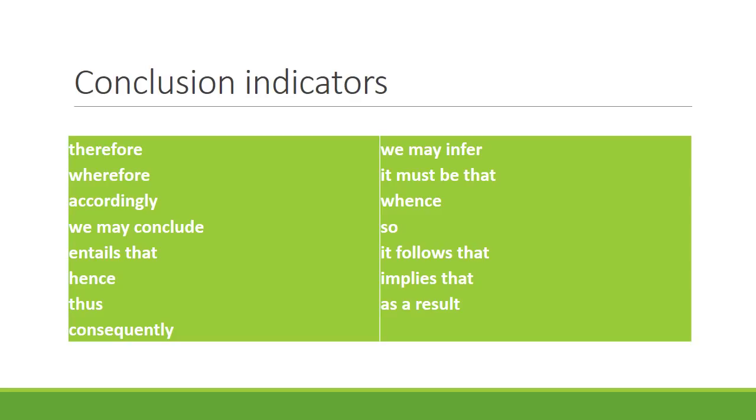This is a list of conclusion indicators. Some of them are fairly obvious, like we may conclude, but some of them are kind of old-fashioned, like hence or thus. As I said about the premise indicators, you may need this list as we go forward and do the exercises in the various videos. So pause the video, take your notes, and hit play when you're ready to continue.